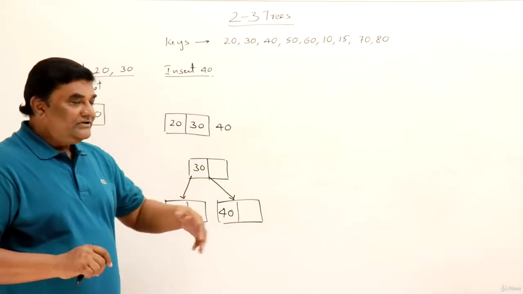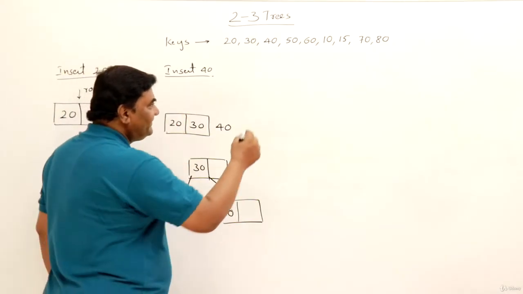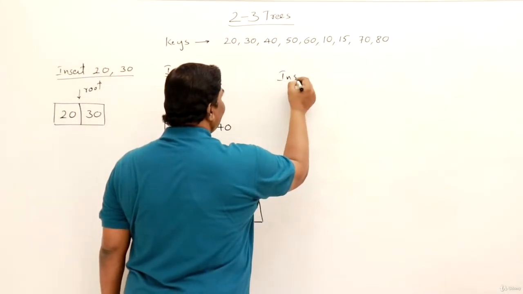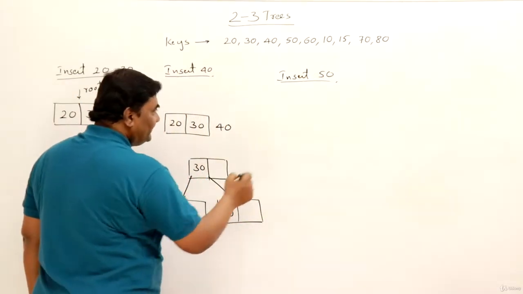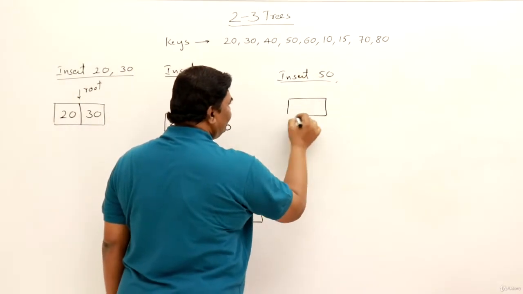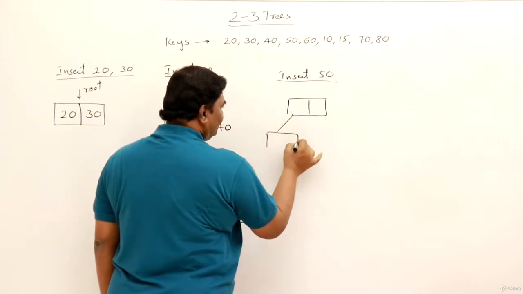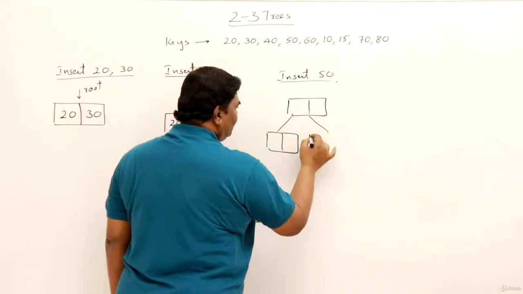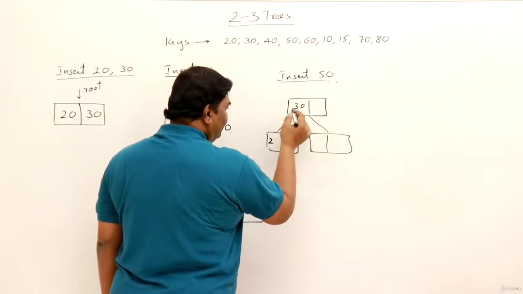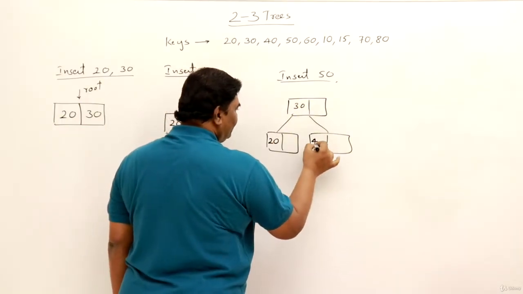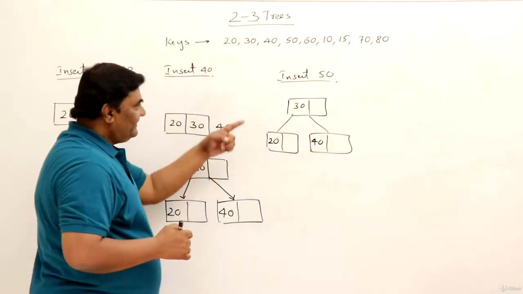Now next I have to insert more keys. Now let us insert 50. So here I will say insert 50. So in this one I have to insert 50. I will draw this one once again. On this side we have 20 and 40. So I'll fill the keys now. 30 is the root, this is 20, and this is 40. Now 50. Check here how to insert.